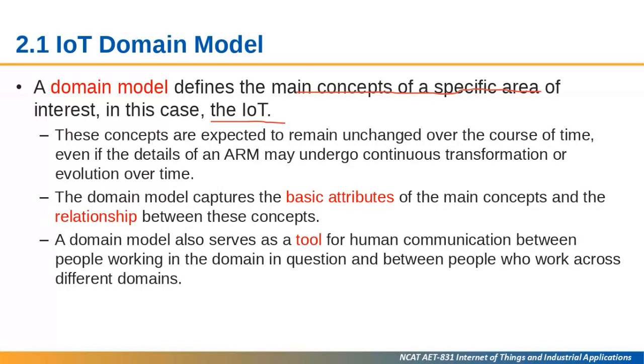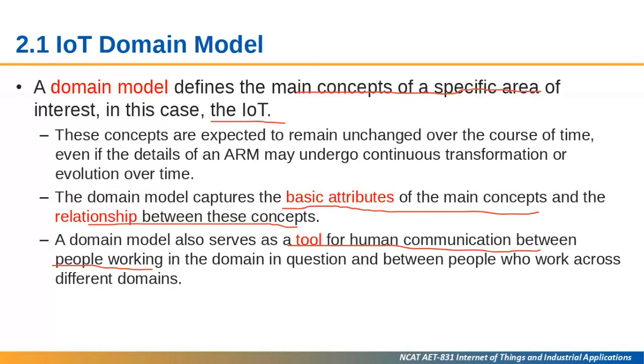If it is a domain model for cars or vehicles, maybe the main concepts include the engine, the electrical control, the steering system, those kinds of things. But for IoT, we have other concepts, of course, right? The domain model captures the basic attributes of main concepts and the relationships between these concepts, and serves as a tool for human communication between people within the domain in question and between people in other domains.